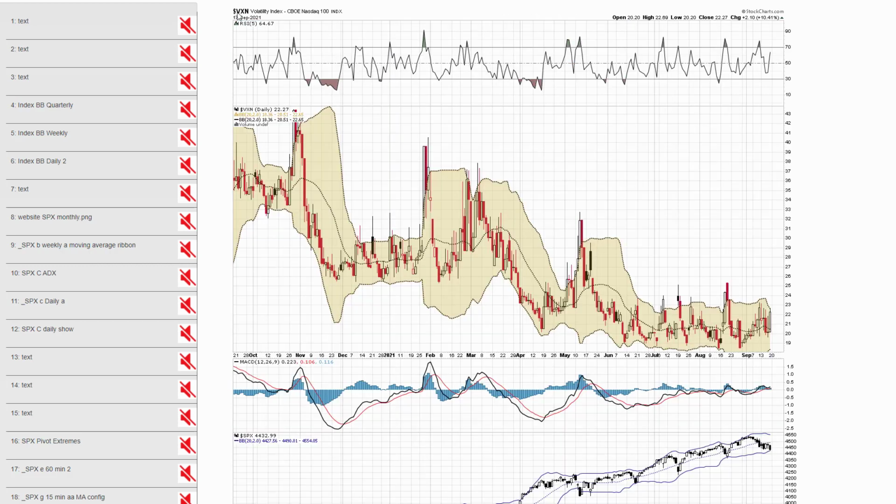Here's the VXN. That's the VIX for the Nasdaq. You can see how it's been going sideways. It could easily close outside the bands if it wanted to, so something to watch.